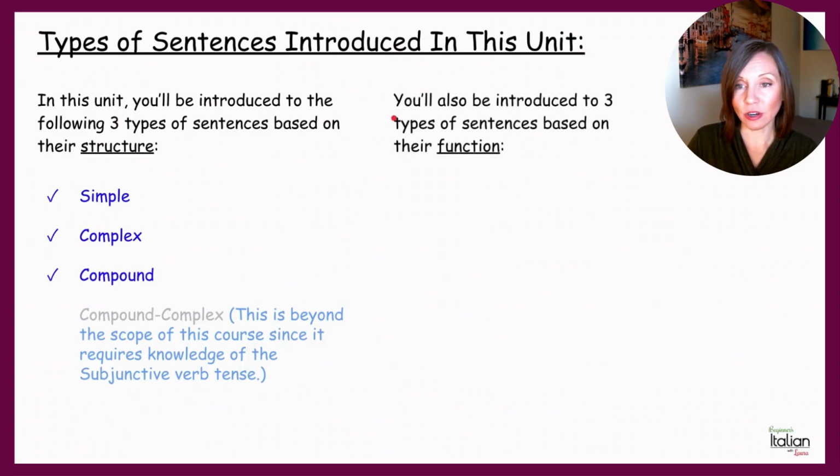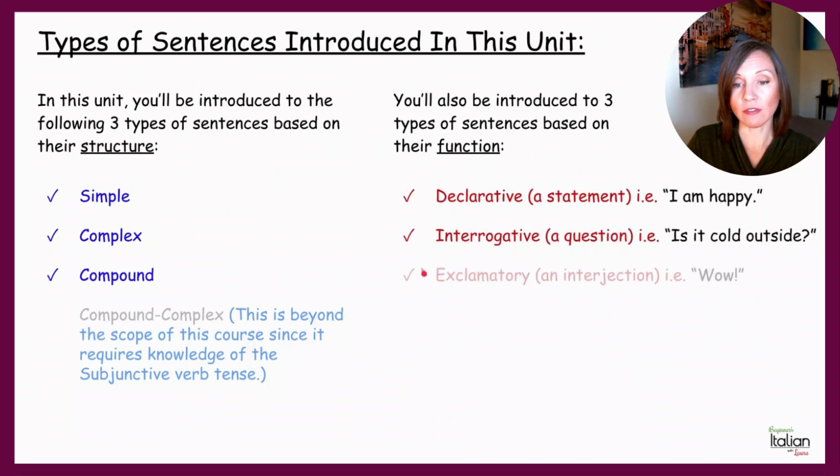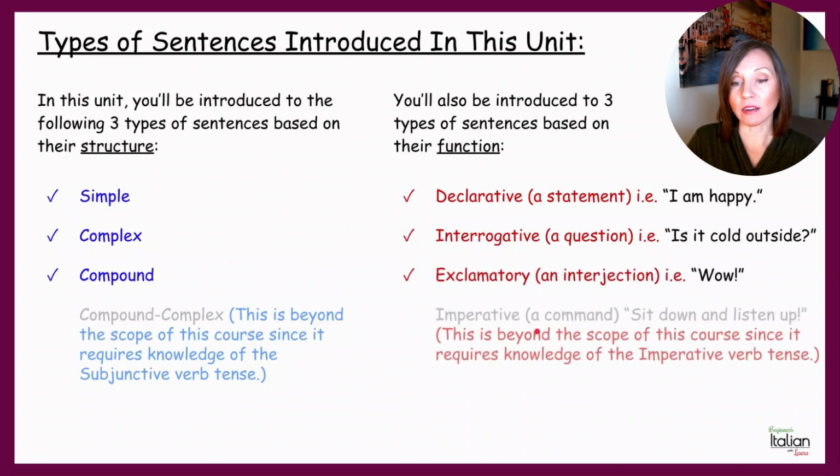You'll also be introduced to 3 types of sentences based on their function. So we will be going over declarative, interrogative, and exclamatory sentences. Again, the imperative type of sentence is beyond the scope of this course since it requires knowledge of the imperative verb tense. Okay, and there you have it. So that was just a quick intro of what we're going to be going over in Unit 3.